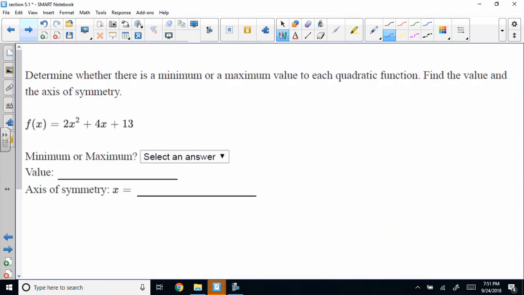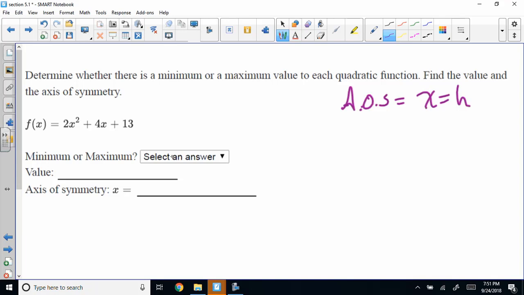Determine whether there's a minimum or maximum value to each quadratic and find the value of the axis of symmetry. Well, the AOS, okay, is x equals h. It's a vertical line, right? And the vertical line is about the point that is the h value, which is the x value of that vertex, right? That's your folding point. It's like a line of symmetry, right? Axis of symmetry. So what we're going to do is we're going to find the h real quick.